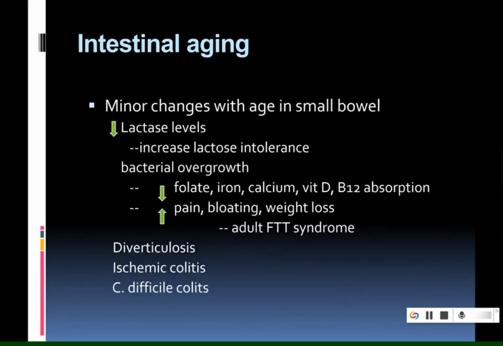So in terms of other issues with intestinal aging, there are some minor changes in the small bowel. So there might be a little higher population with lactose intolerance. And so if somebody comes into the clinic and talks about loose bowels, diarrhea, you might consider lactase deficiency as your first line of thinking. There's also a higher incidence of bacterial overgrowth leading to decreased B12 absorption, as well as folate. And regarding folate, a recent article showed that diabetics in particular are most susceptible to folate deficiency.